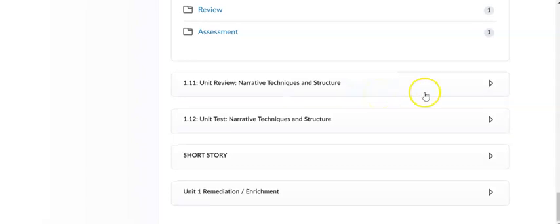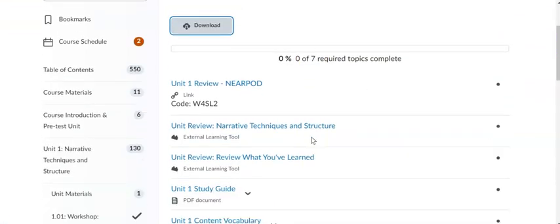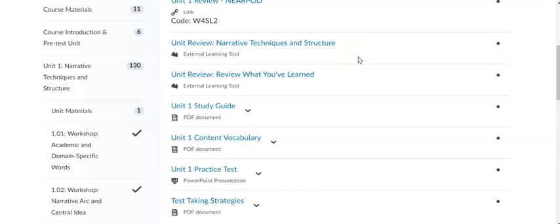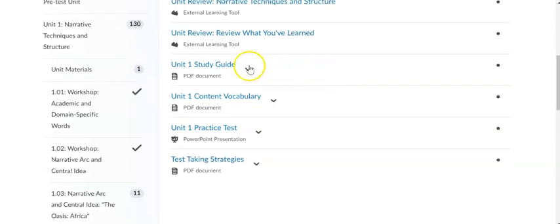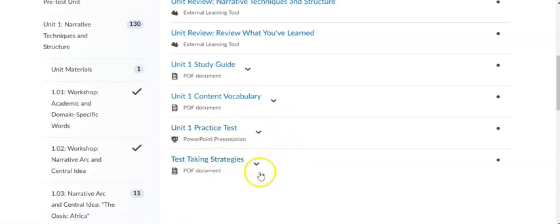After that, we have our 1.11 lesson, unit review. Okay, in the review part, there's the review Nearpod, there's the 2 K-12 online unit review lessons, there's the study guide, the content vocabulary, there's a practice test, and there is a test-taking strategies document.